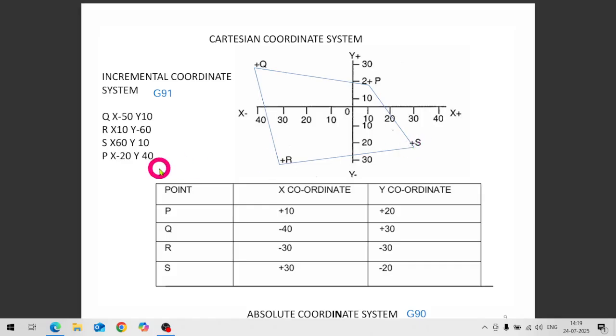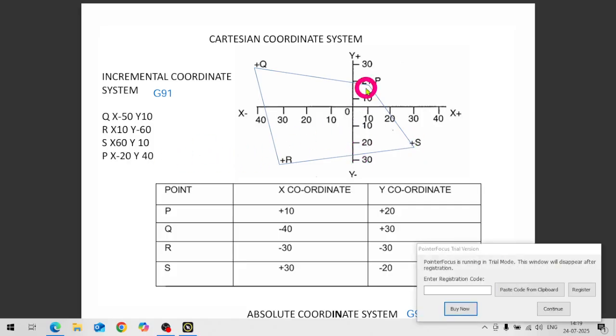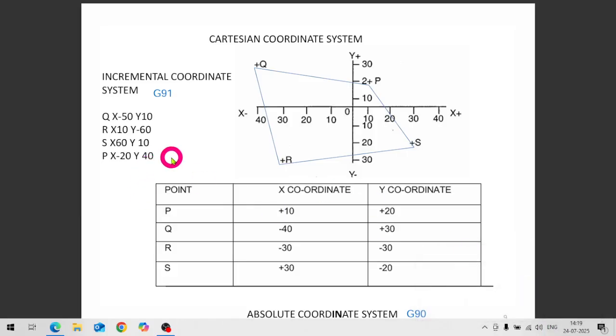So P will be this P, it is at 30 and P is at 20, and from this it is in minus direction. So X will be minus 20, and Y, because it is at minus 20 and it is plus 20, so it is 40. Total distance is 40 mm and it is upward direction, so this will be positive. So X minus 20 and Y 40. So these are the coordinates for P. So this way we define the points in absolute and incremental mode.